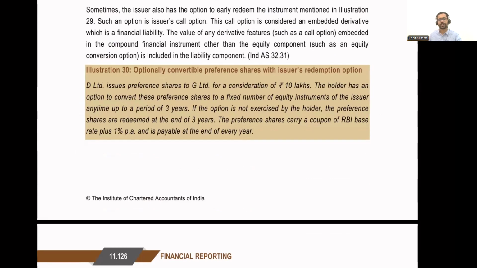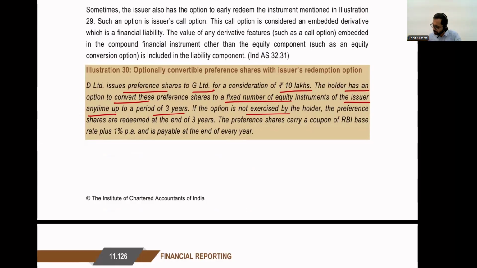Let's now look at illustration number 30. D Limited issues preference shares to G Limited for a consideration of 10 lakhs. The holder has an option to convert these preference shares to a fixed number of equity instruments of the issuer at any time for the next 3 years. The question is exactly the same as illustration 29 so far.